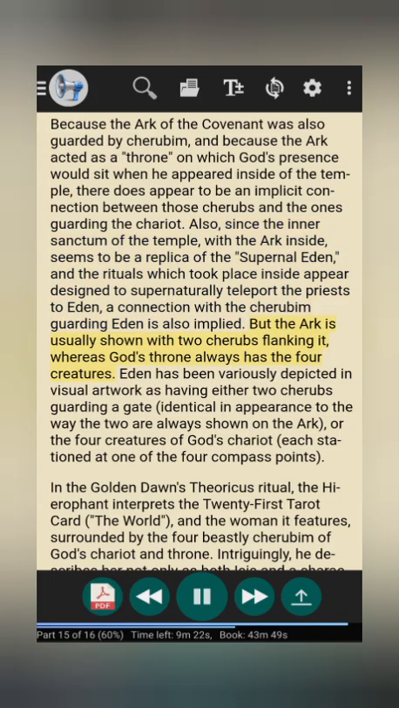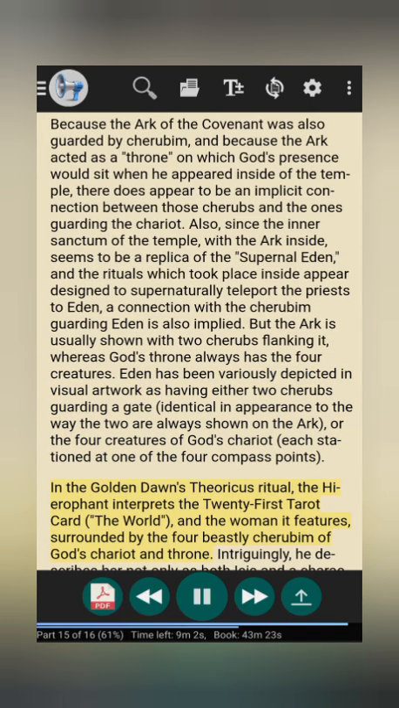But the ark is usually shown with two cherubs flanking it, whereas God's throne always has the four creatures. Eden has been variously depicted in visual artwork as having either two cherubs guarding a gate, identical in appearance to the way the two are always shown on the ark, or the four creatures of God's chariot, each stationed at one of the four compass points.